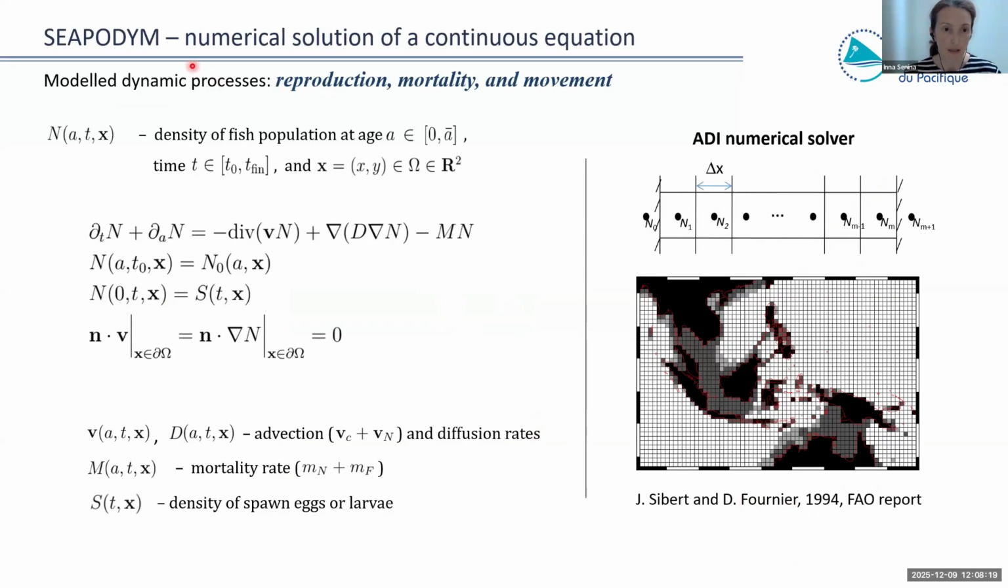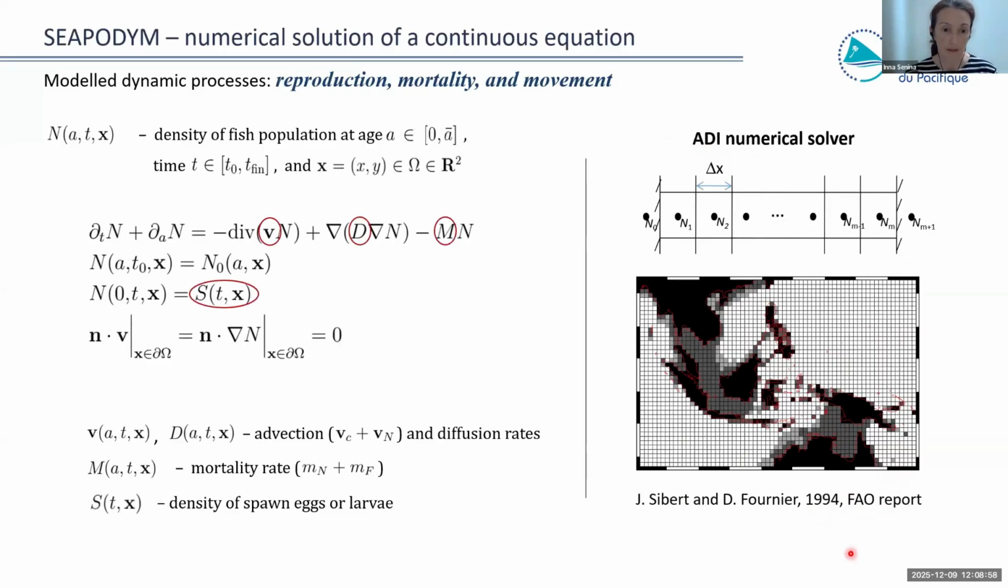Coming back to the model itself, it is important to understand that CPDIM is a numerical solution of the underlying advection diffusion reaction equation, and this solution is obtained with the help of the alternate direction implicit numerical solver, which was developed back in 1994 by John Sibert and Dave Fournier, and CPDIM benefited from this work. So we still use this solver.